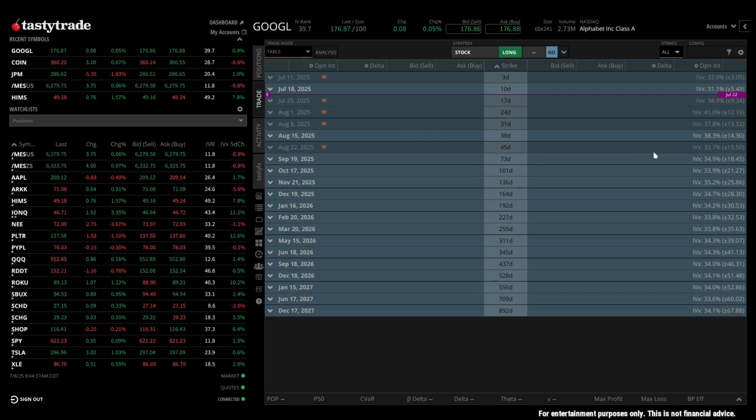So when I see an IV of 38% in Google, is that at the higher end of its range? Is that at the lower end of its range? I don't know. Unless I trade Google all the time and pay attention to the 38-day IV of Google all the time, I have no idea if that's a low IV for Google, a high IV for Google, or the average IV for Google.